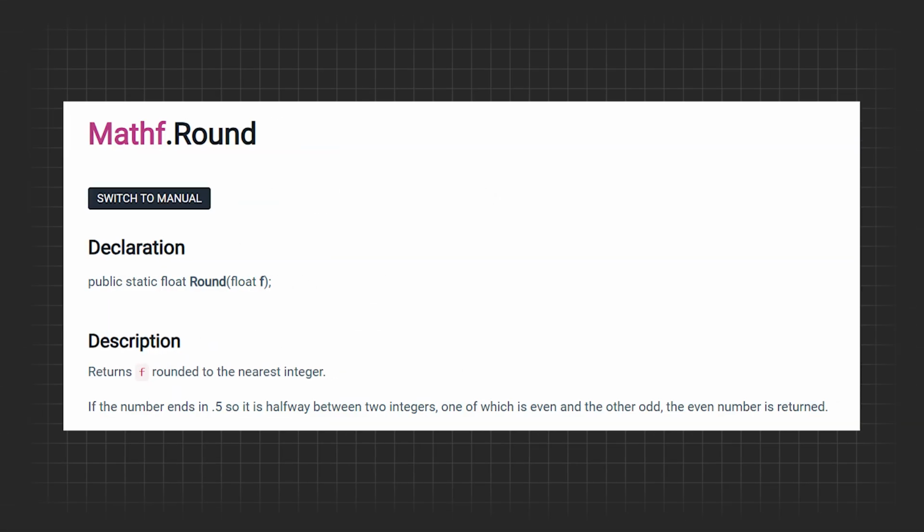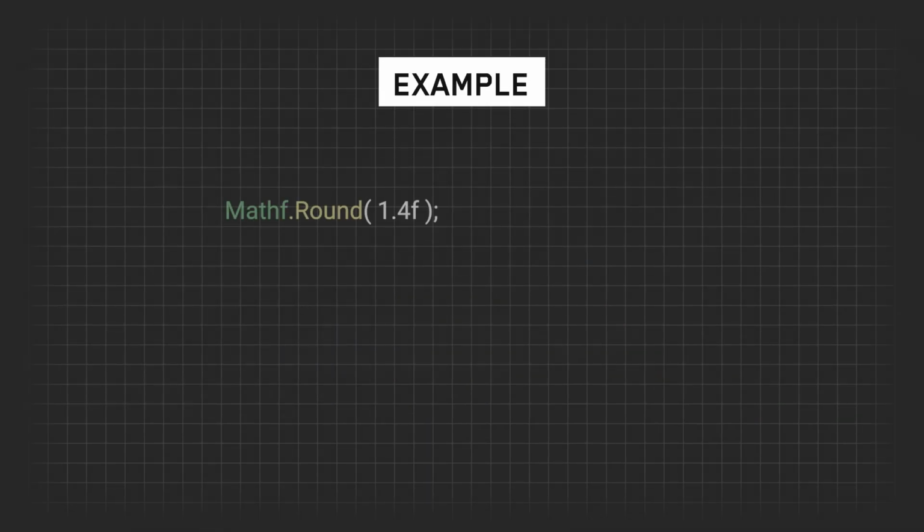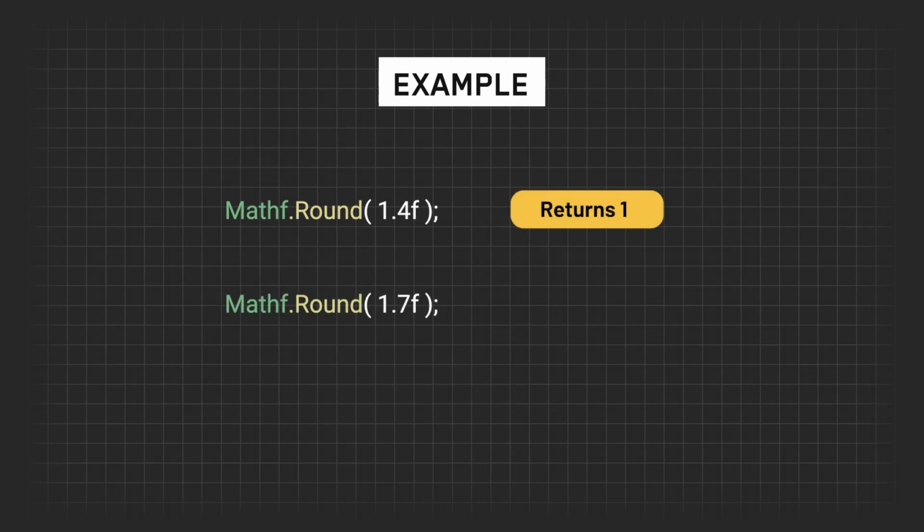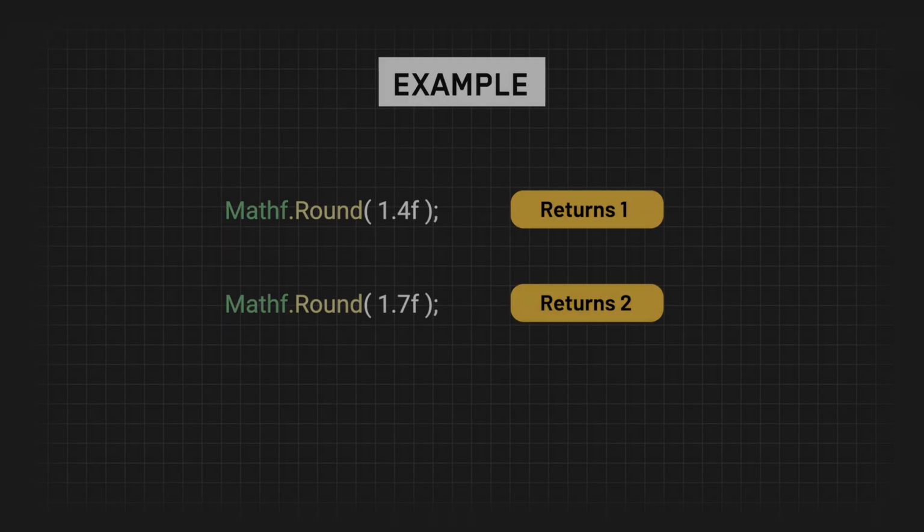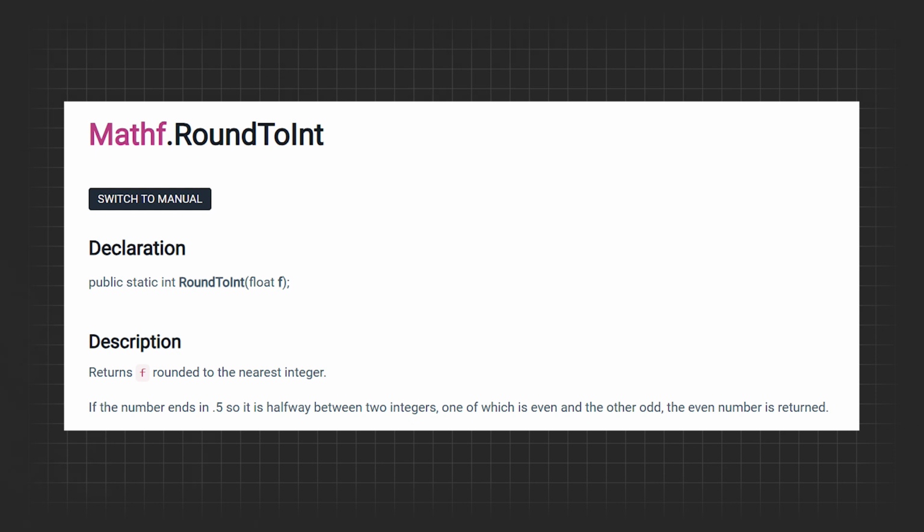Next, let's talk about the Round function, which combines aspects of both the Ceil and Floor functions. The Round function rounds a value to the nearest integer. Unlike the Floor and Ceil functions, which round directly down or up, Round first checks which integer is closer. For example, if the number is 1.4, it will be rounded to 1, and if the number is 1.7, it will be rounded to 2. Similar to the previous functions, there is also a version that returns an integer called RoundToInt.